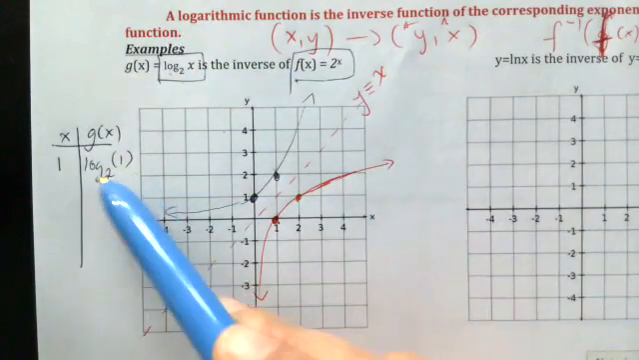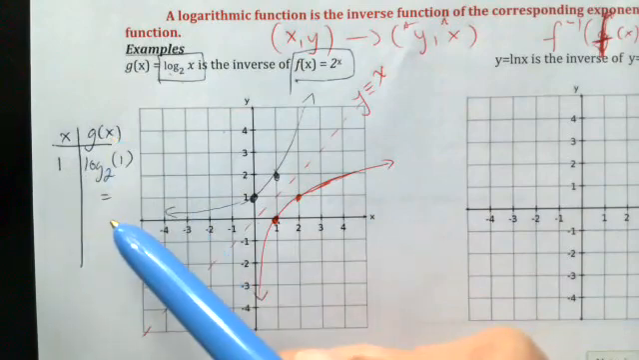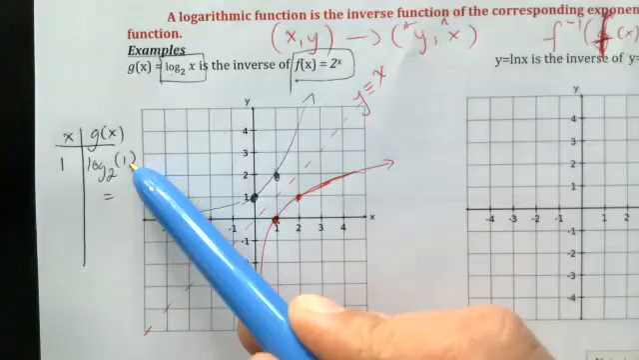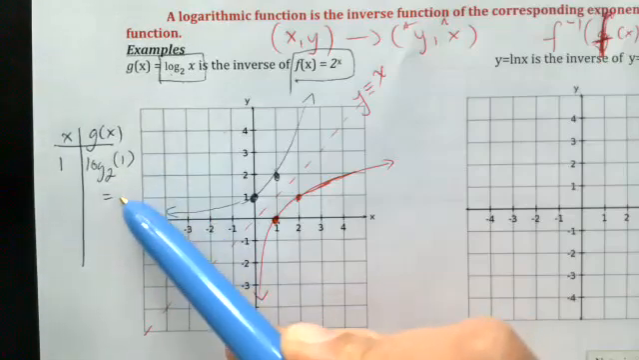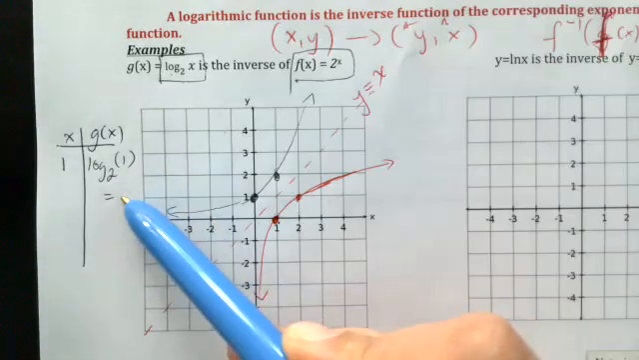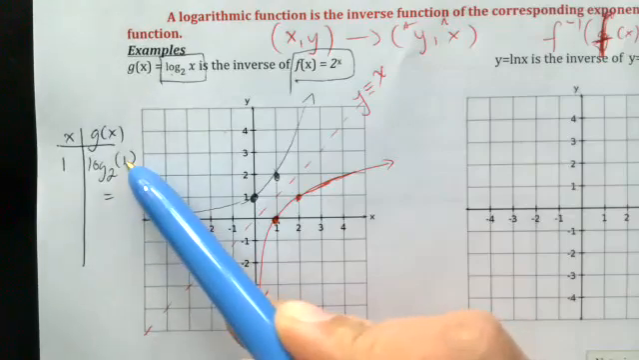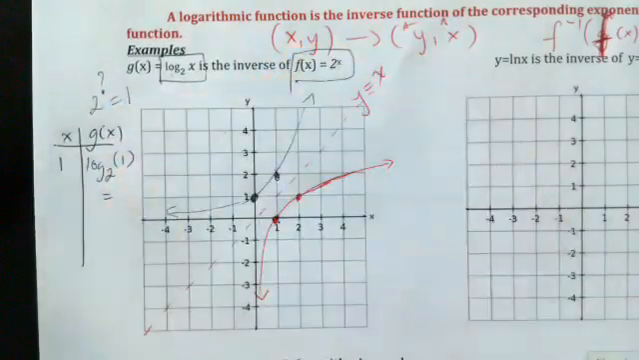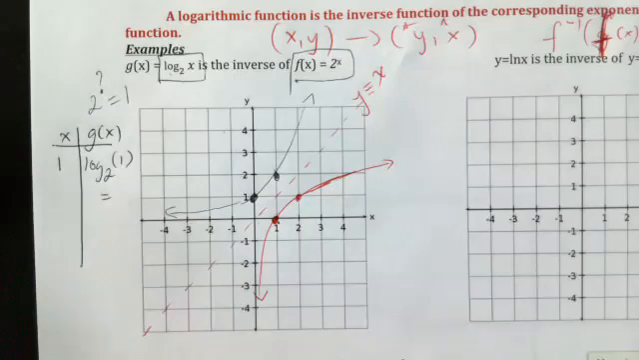Not 1. 2 to what exponent? No, not 2 either. 2 to what exponent equals 1? That's what we did with logarithms, right? 2 to what exponent equals 1? 2 to the 2 is 4, so no. 2 to the 1 is 2, so not 1. 0, that's right.